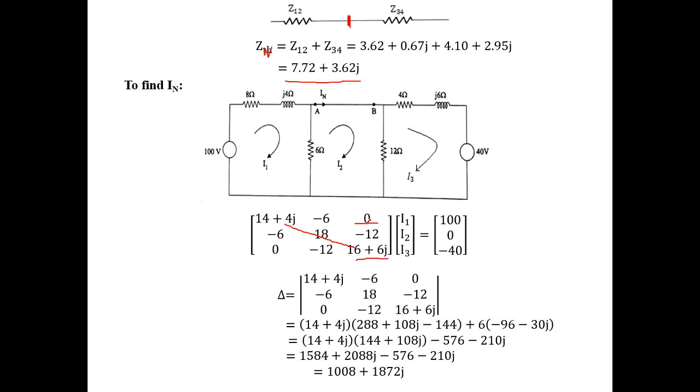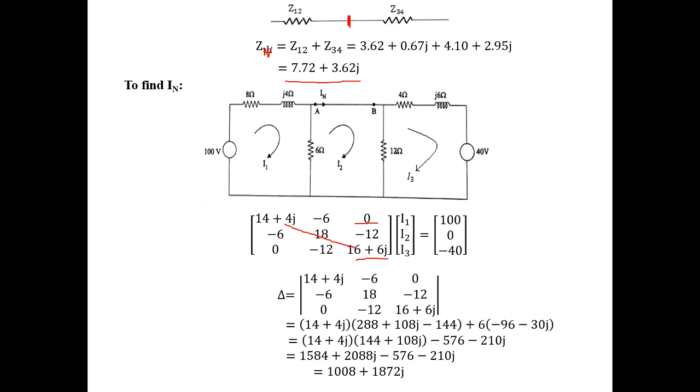The value is 0. This place is A21. Between 2 and 1, the value is minus 6. This place is A23. Between 2 and 3, the value is minus 12. Here 3, 1. Between 3 and 1, there is no resistor. The value is 0. 3, 2.